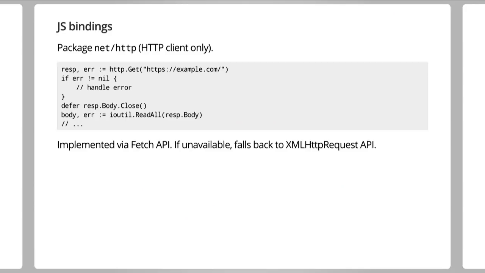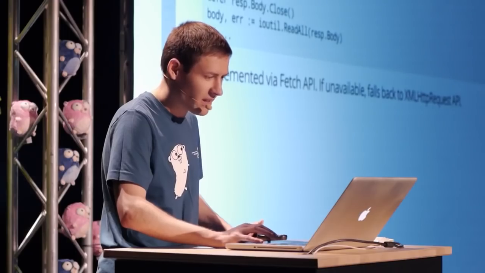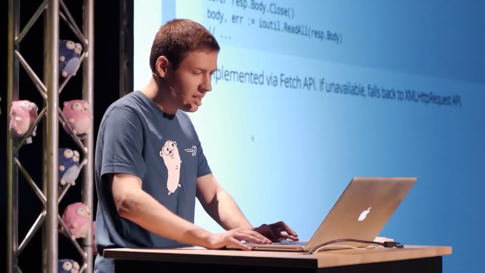Here's another one. If you want to make an XHR request, GopherJS actually implements the HTTP client of net/http, so you can just do http.Get, the URL, and get the response. Do you notice anything? This is exactly the same Go code as you would write on the back end to make an HTTP request. It's implemented via fetch in a browser, or if not available, using XHR.